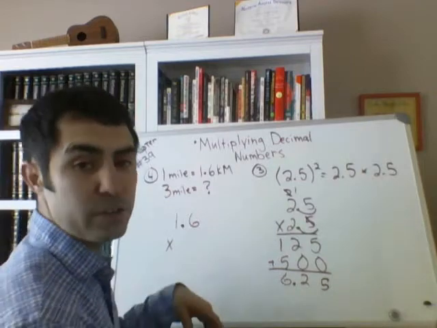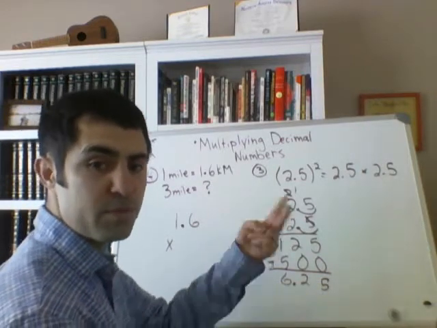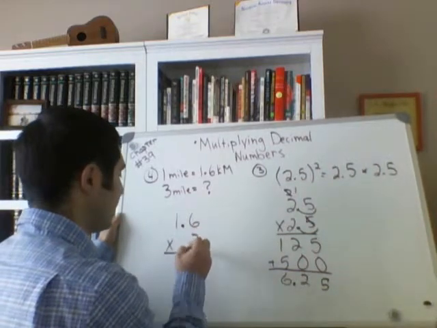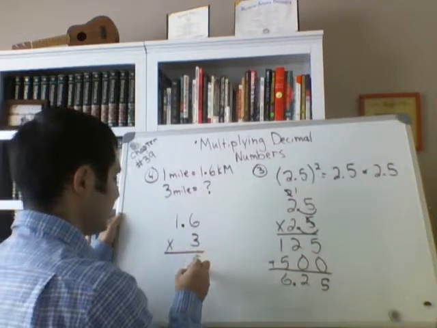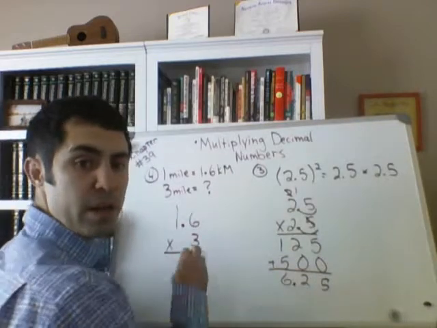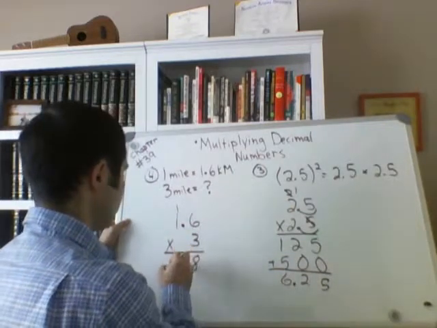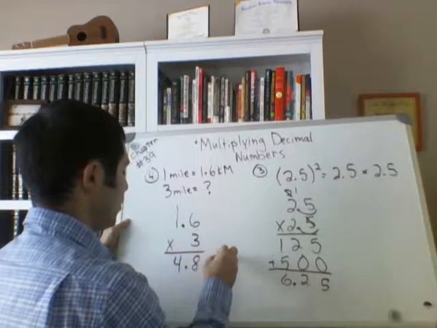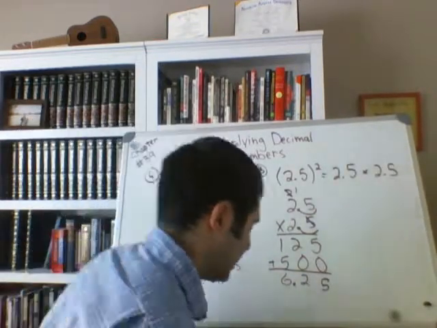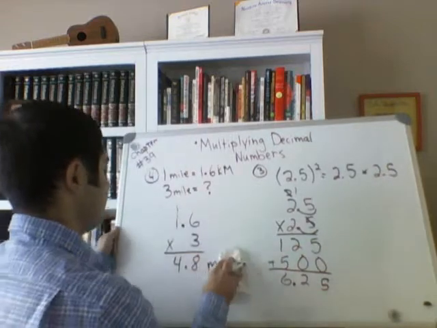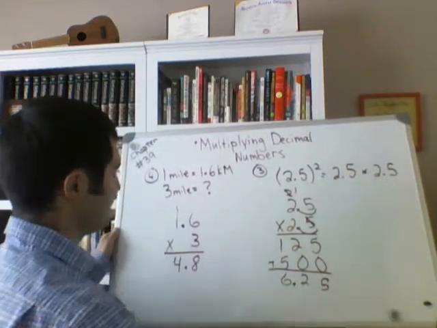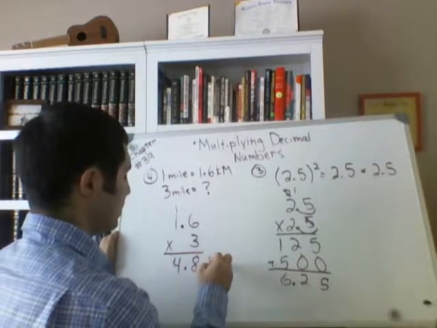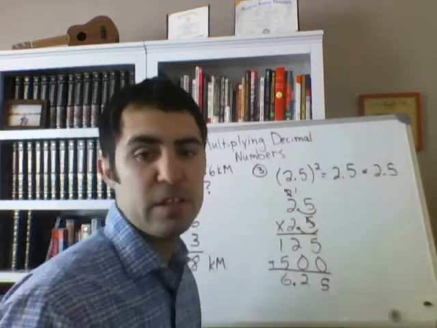But there's 3 miles, okay? So there's 1.6 plus 1.6 plus 1.6. Repeated addition is multiplication, so I'm going to multiply that by 3. 3 times 6 is 18. Carry your 1. 3 times 1 is 3, plus 1 is 4. Decimal is 1 place over. So, actually that's wrong. If you ran 3 miles, that's the same as running 4.8 kilometers.